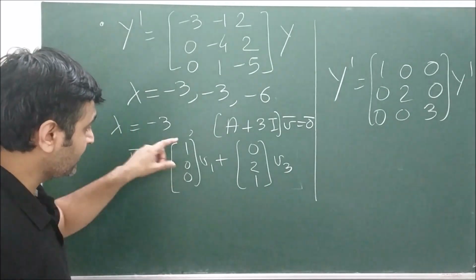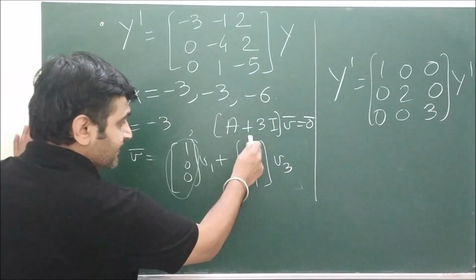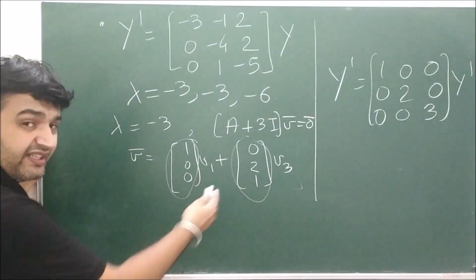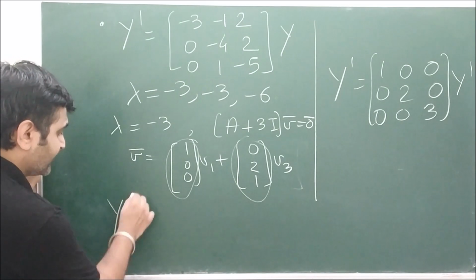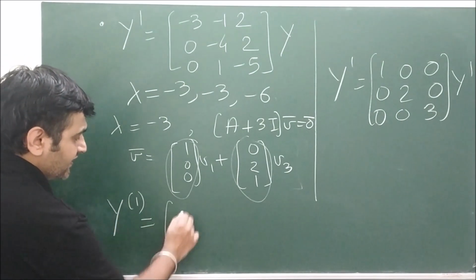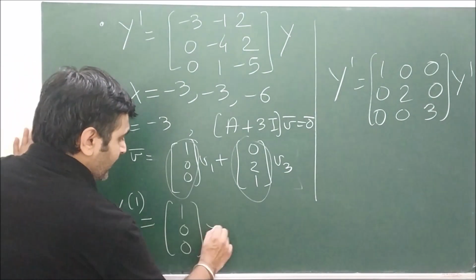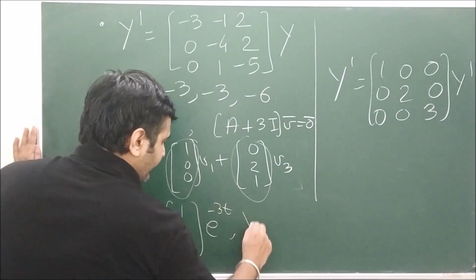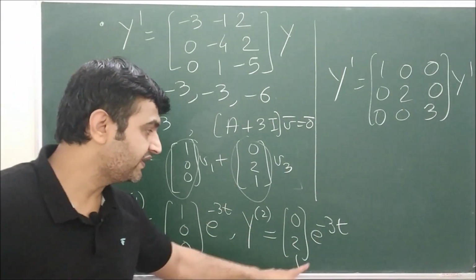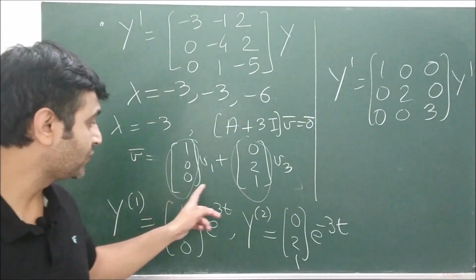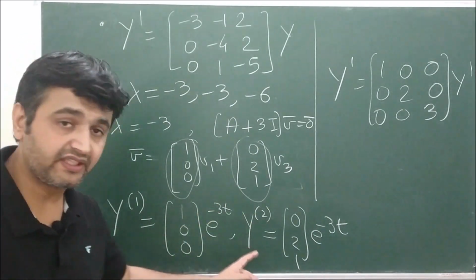So therefore, what are the eigenvectors? 1 0 0 is my first eigenvector, and this is my another eigenvector. They are linearly independent. So therefore, what is the one set of solution? The one set of solution is nothing but 1 0 0 into e raised to minus 3t, and the second solution is 0 2 1 into e raised to minus 3t, because we were getting two independent vectors. So this was my y1 and y2.